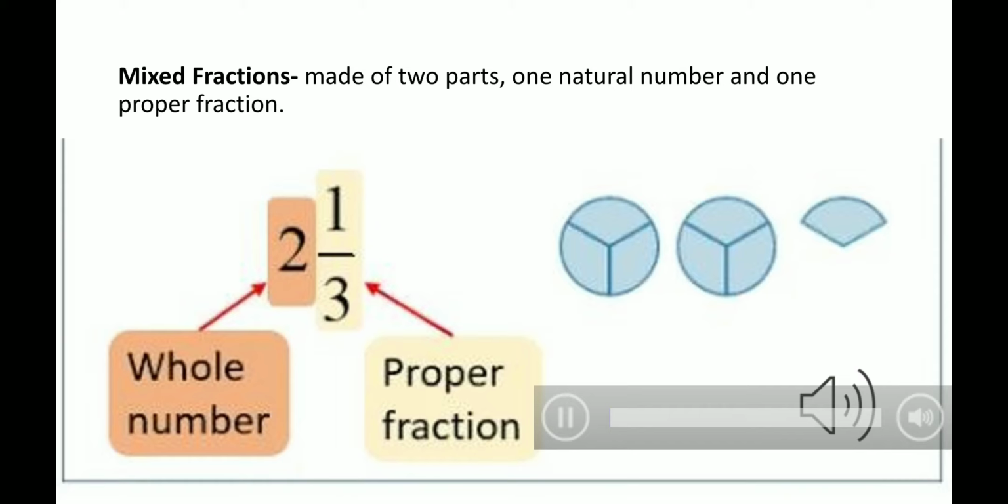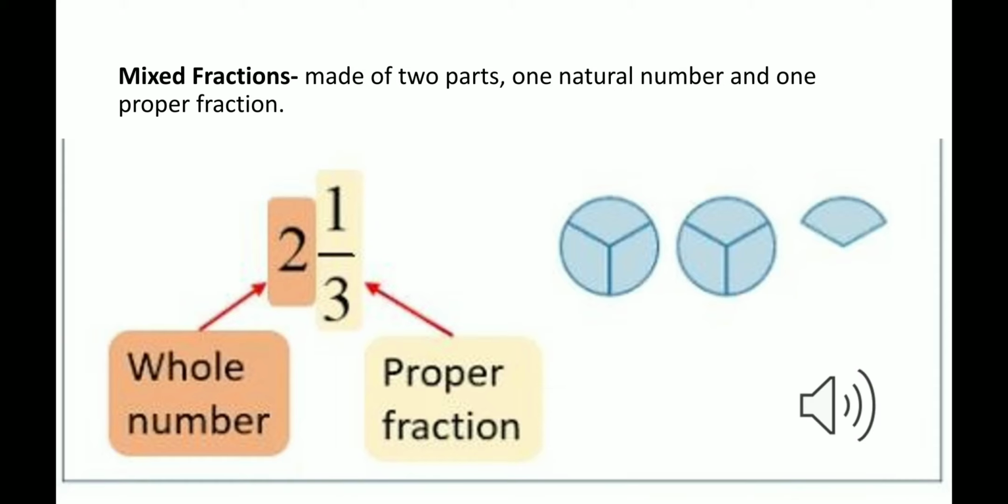So I said that the improper fraction has to be converted to a mixed fraction. Now what is a mixed fraction? A mixed fraction is a combination of a whole number or a natural number and a proper fraction. A whole number and a proper fraction when joined together will make a mixed fraction.